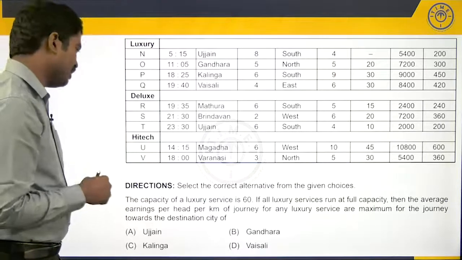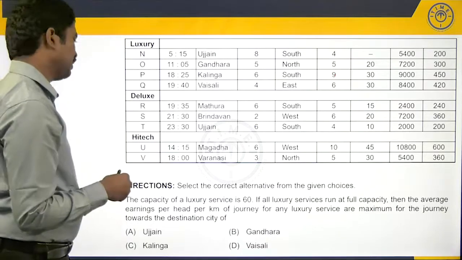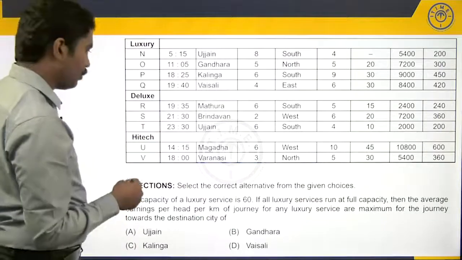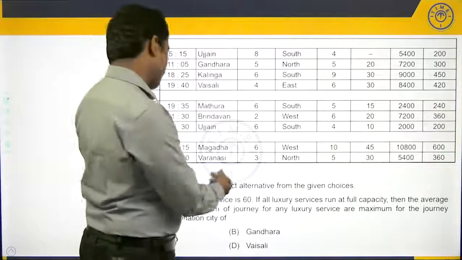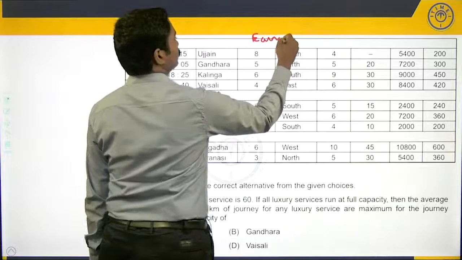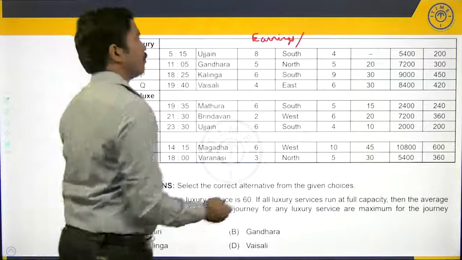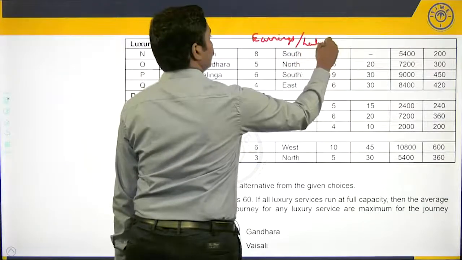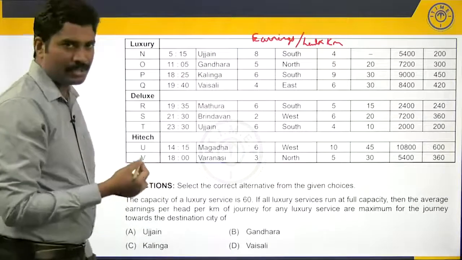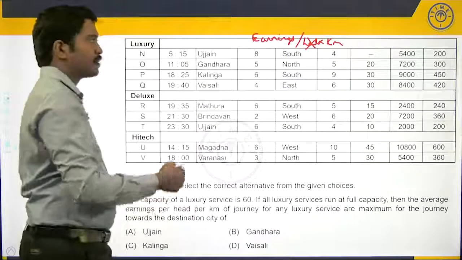any luxury service are maximum for the journey towards the destination city of Ujjain, Gandhara, Kalinga and Vaishali. We want this to be maximum. Now, what we want to be maximum? We want the average earnings per head per kilometer, per number of heads into kilometer. Now, for each of them, we'll be writing 60 anyway, right? So that's really not a problem. The number of heads should not affect, only the earnings per kilometer should affect.